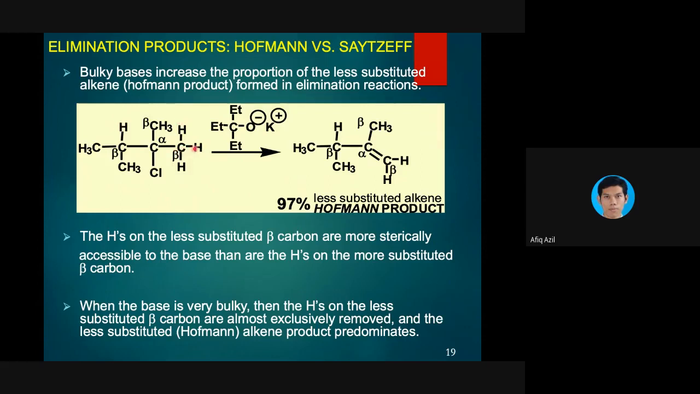But if you are going to remove hydrogen from this carbon, the base can come in from any side, any angle, as long as it is at the end, and remove one of the hydrogens. So this particular hydrogen is considered sterically hindered, while this one is more sterically accessible. So when the base is very bulky, the hydrogens on the less substituted beta carbon are almost exclusively removed, and the less substituted alkene, the Hofmann product, predominates.